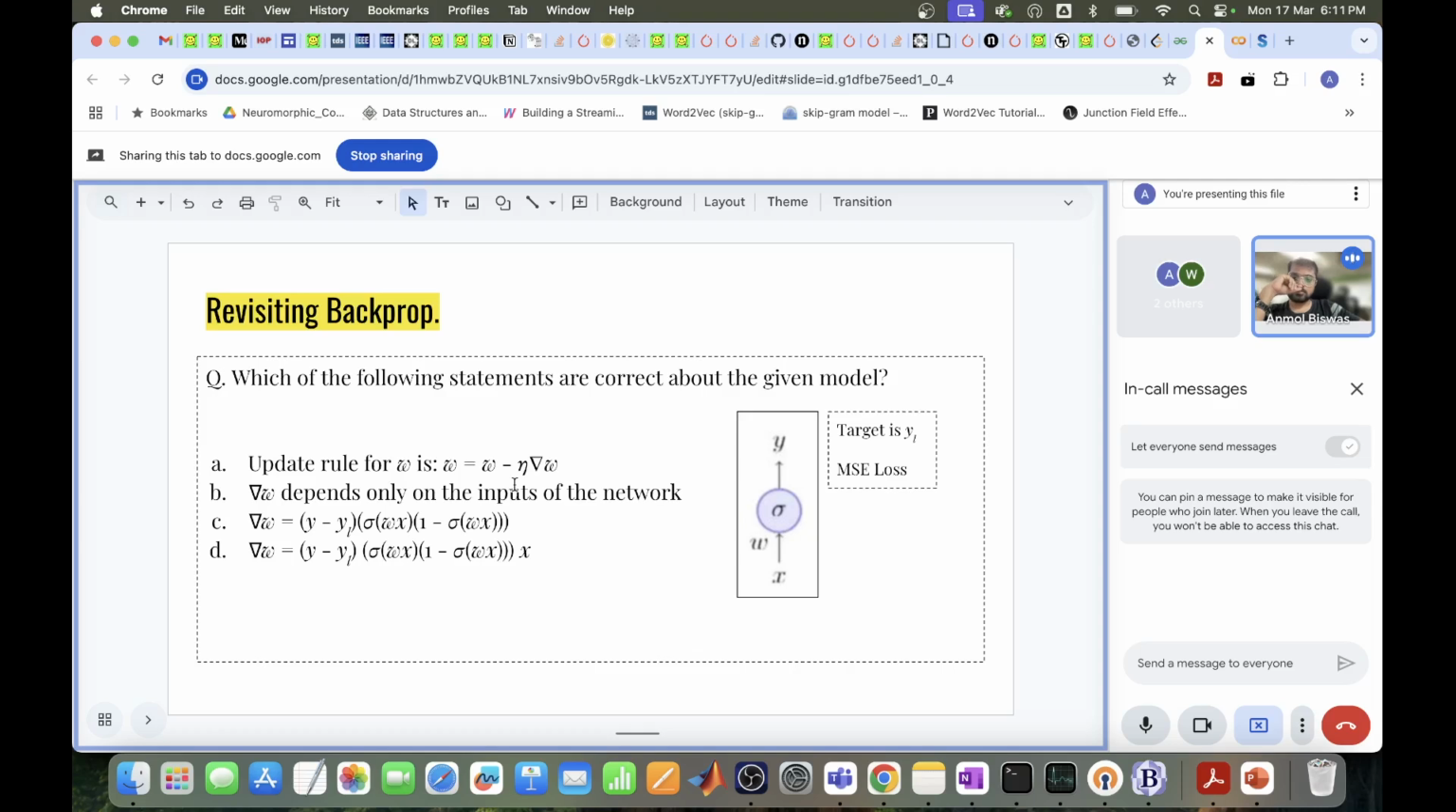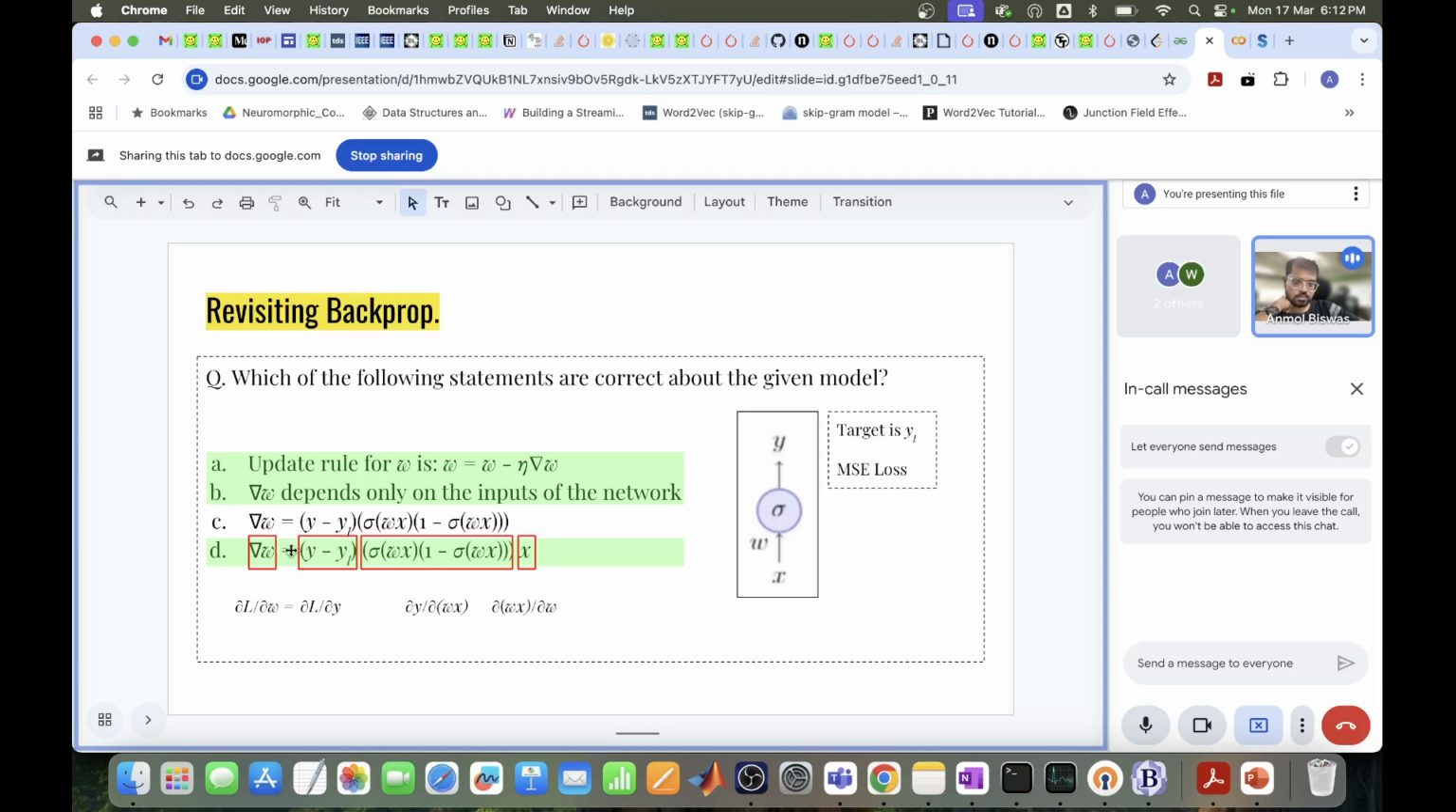Next is that delta W depends only on the inputs of the network. This is not really true. It also depends on the label, right? And finally, we have delta W equals y minus y. This is the equation that breaks down the gradient update. We have this part, which is the gradient of the loss with respect to W, so it's del L by del W. The right hand side of it is the expression of the chain rule.